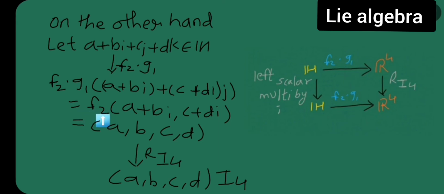Now this is equal to F2 into A plus BI comma C plus DI. This G1 of this I am writing as this, and now F2 of this is what? Equal to A comma B comma C comma D. So I got my R4. Now I4. Now I have to do this into this I4. A comma B comma C comma D into I4 is what? So I'll continue on the next page.